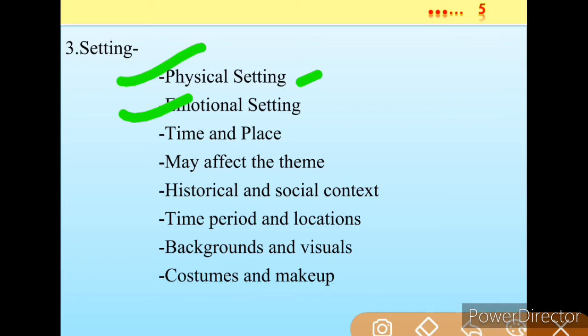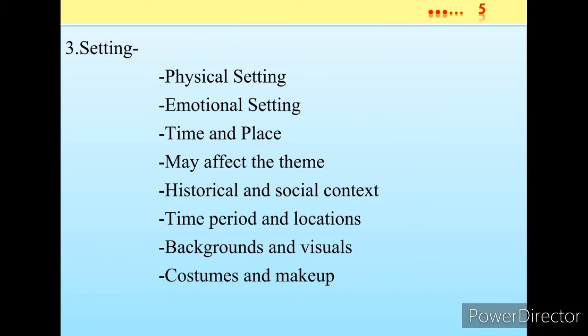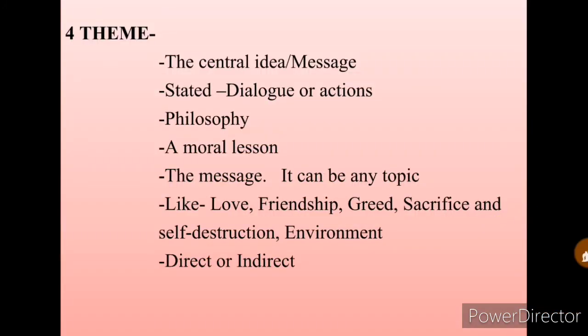So this is how all these elements are very significant in terms of setting, because they are very relevant to move the plot of the story ahead and to engage the attention of the readers or the audiences if it is a visualization. Then we are moving towards the next element, which is known as theme.